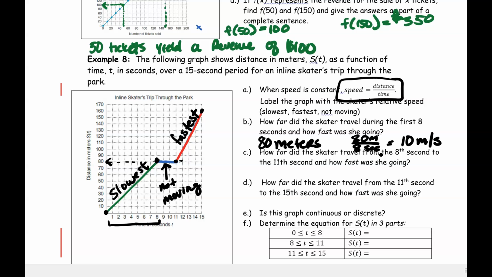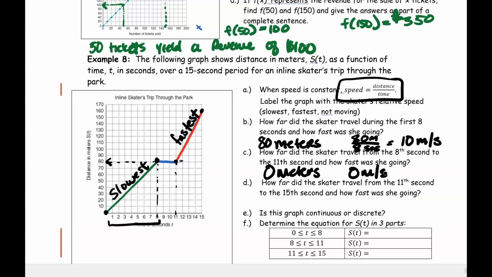How far did the skater travel from the 8th second to the 11th second? So it looks like that's the not moving part. So how far did she travel? Well, at 8 seconds, she was at 80, and at 11 seconds, she was at 80, so she wasn't moving at all. So 0 meters. And we could say she was going 0 meters per second because she wasn't even moving.